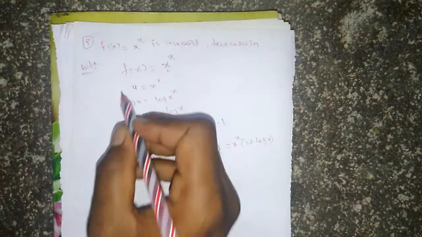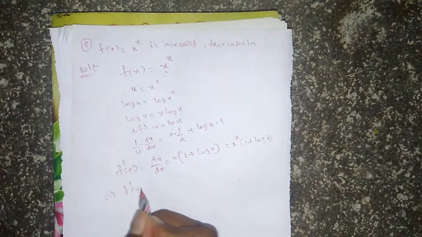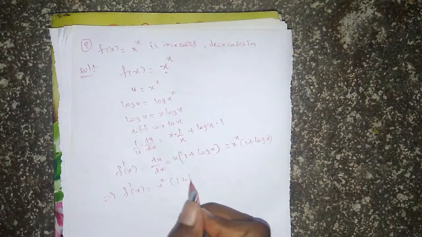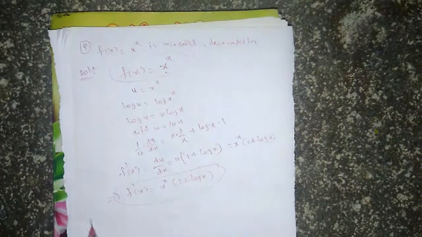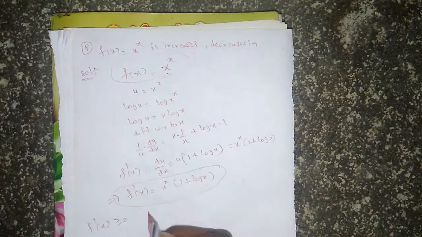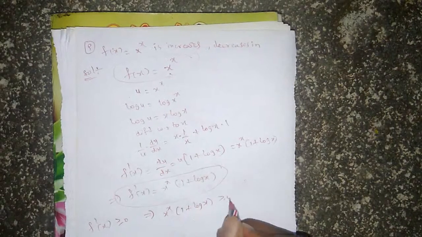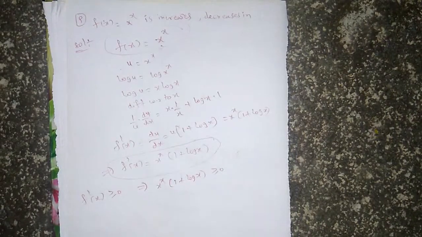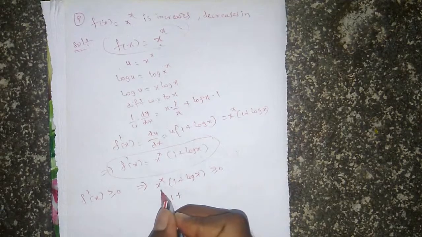So du by dx is the same as f dash of x. Implies f dash of x is equal to x power x into (1 plus log x). Now for increasing, we need f dash of x greater than or equal to 0, which implies x power x into (1 plus log x) greater than or equal to 0. Here x is always positive, so x power x is always positive.